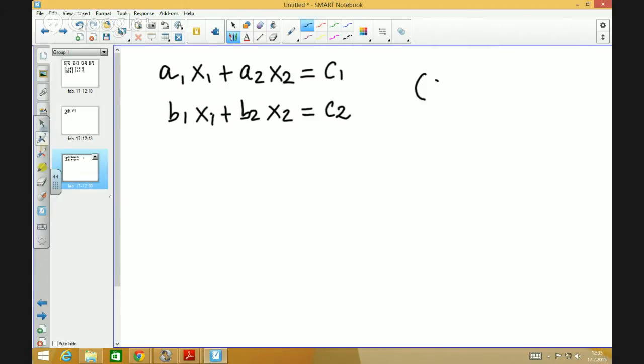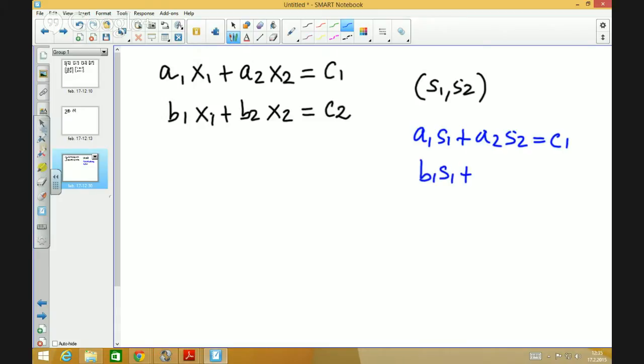So let's assume that we have a pair of real numbers, S1 and S2, which is a solution to this system of equations. What does this mean? The fact that this is a solution means that if we plug in S1 and S2 for X1 and X2 respectively in the two equations, we satisfy both of them. That's what it means that this is a solution.